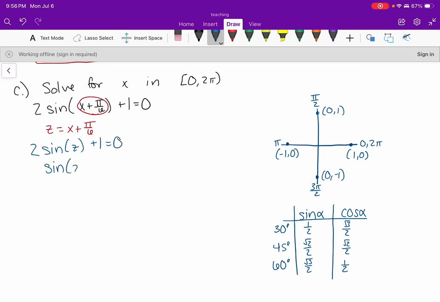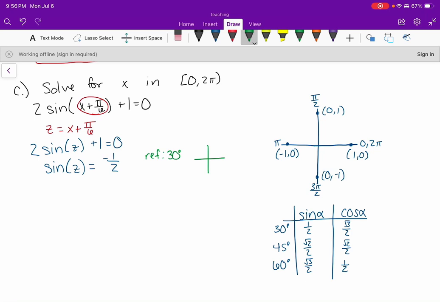If this was a problem like in the regular equations, we would solve this for sine, get it by itself. So I have sine z equals negative 1 over 2. So I subtracted over that 1 and then divided by 2. My reference here is going to be 30 degrees.